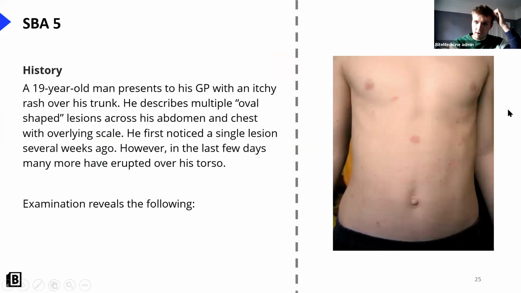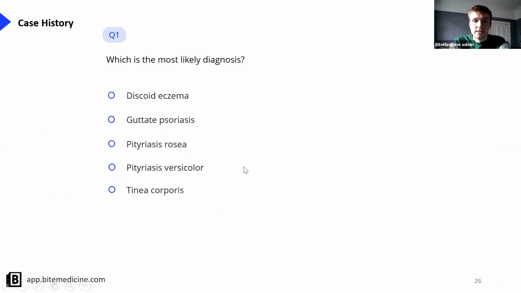So, halfway through now, it's about 7:25, so we're making excellent time. So the next question is, a 19-year-old man presents to his GP with an itchy rash over his trunk. He describes multiple oval-shaped lesions across his abdomen and chest with overlying scale. He first noticed a single lesion several weeks ago. However, in the last few days, many more have erupted over his torso. An examination revealed the following. My question is, a simple one, which is the most likely diagnosis?